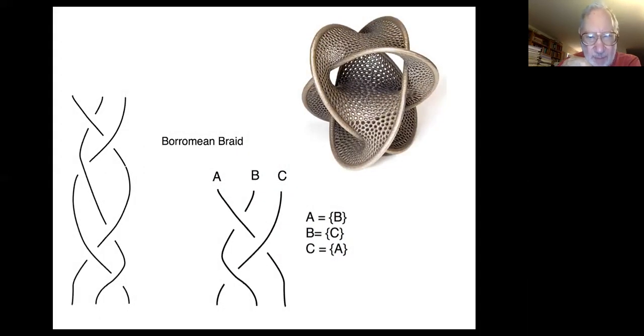Back to the Borromean rings, you can make a braid. Just showing you some phenomena that are interesting. Here's a braid over here on the left. And if you were to close up the ends, so you take the upper end and bring it all the way around down and connect it with the lower end, the third to the third, the middle to the middle, and the left to the left, you'll get three rings. And it's the Borromean rings.